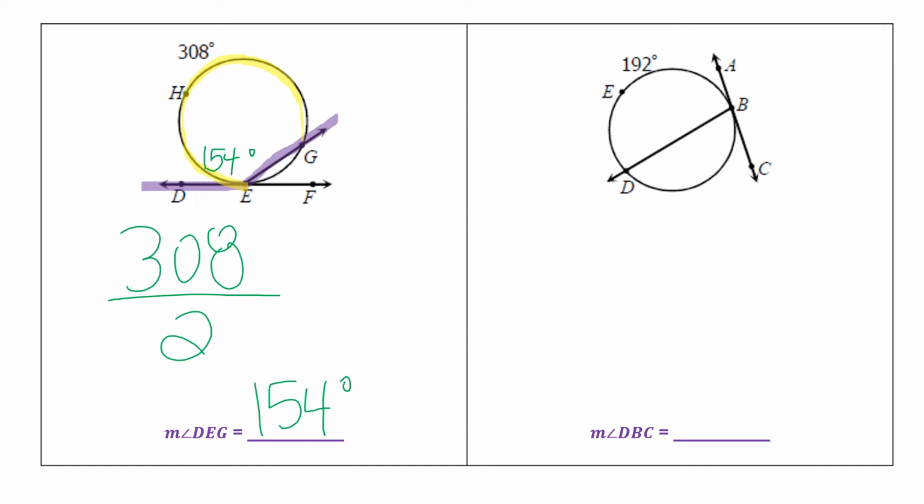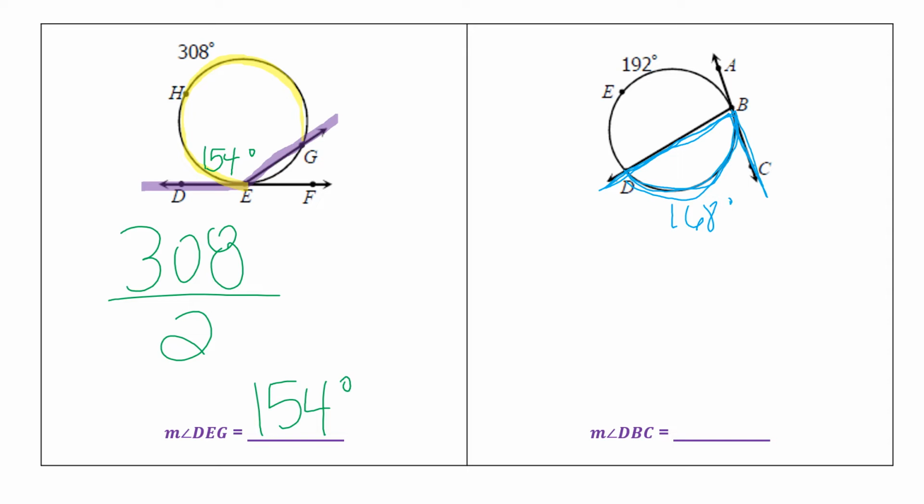All right, so for our next example, we're looking for angle DBC. That arc that it intercepts starts at B and then goes to D. And we do not have that arc measure. However, we do know that arc DEB is 192. So we can find the measure of arc BD by 360 minus 192, which is going to be 168. Those two arcs together make up the whole circle, so together it has to equal 360.